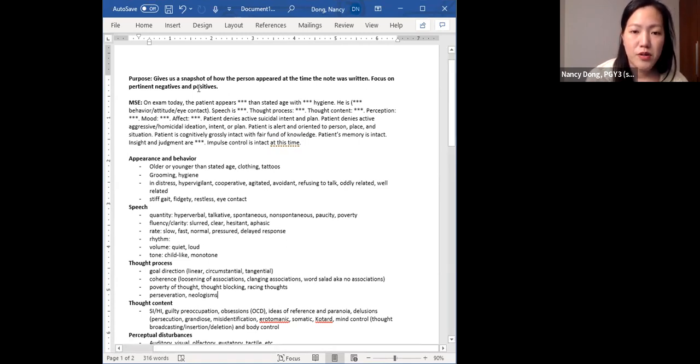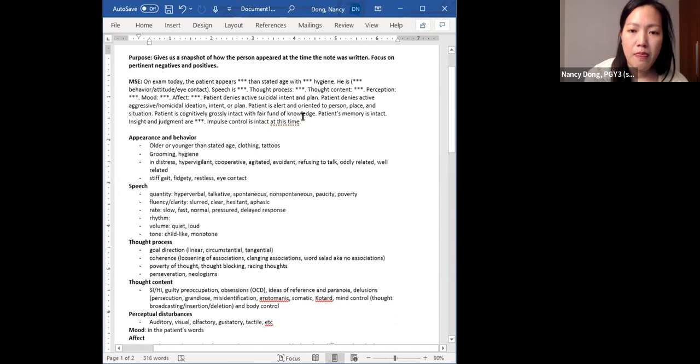You want to focus on the pertinent negatives and positives. This is a general example of what a mental status exam might look like freeform in a progress note. I think I wrote this out when I was on inpatient.